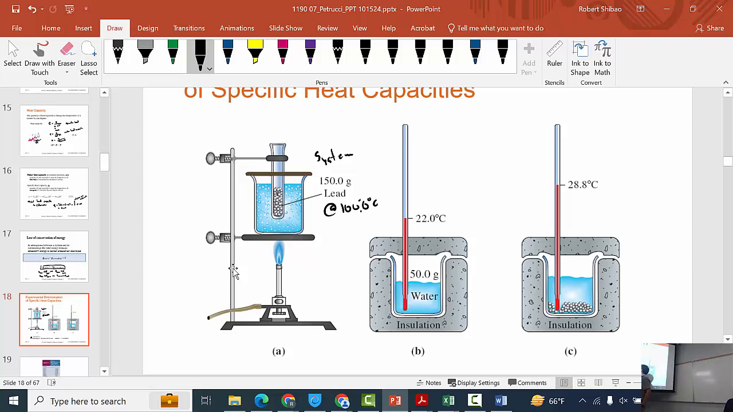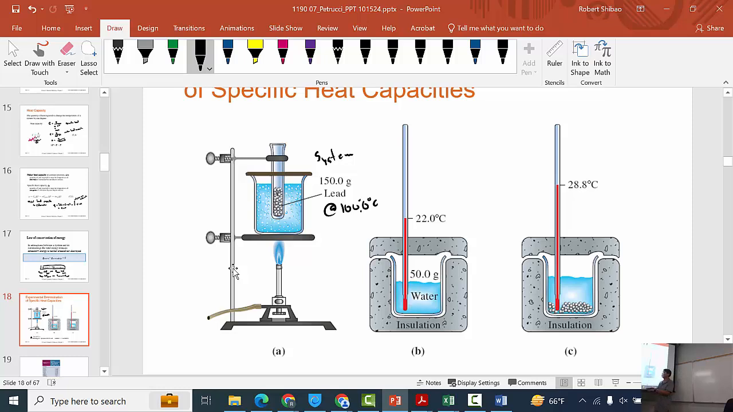Then we're going to take our system and dump it into this. This is called a calorimeter here. And this looks pretty well insulated, right? So our calorimeter currently is at 22.0 degrees C, and it contains 50.0 grams of water. And so what we're going to do is take all this lead and dump it into this water. And what do you think is going to happen?